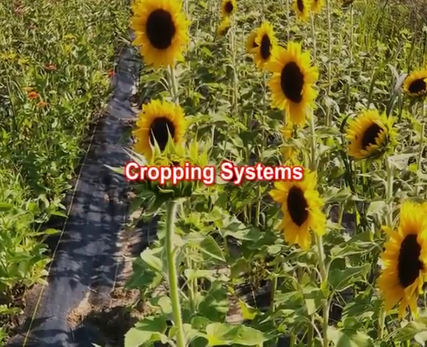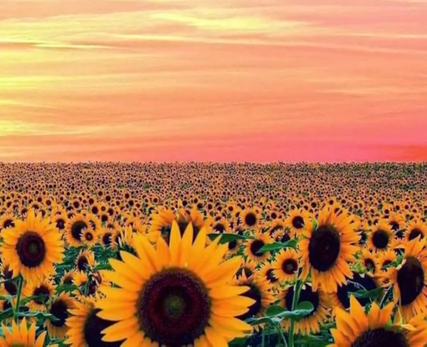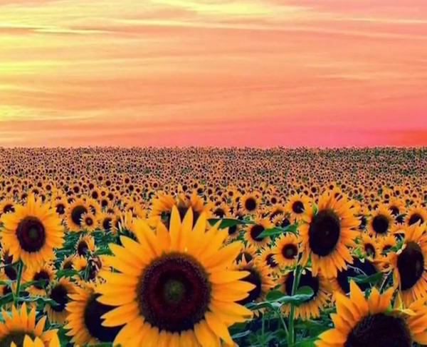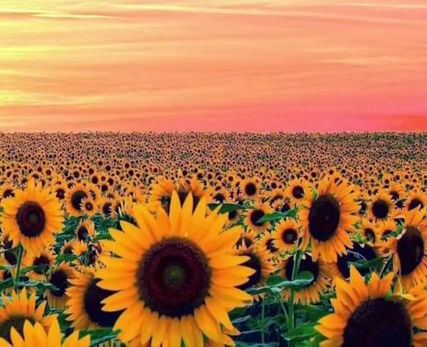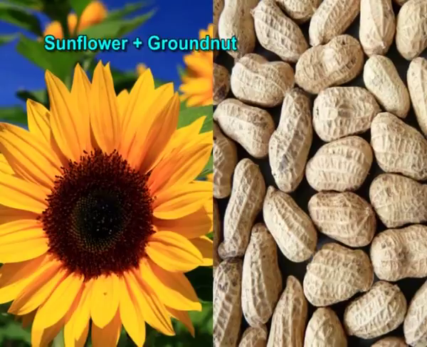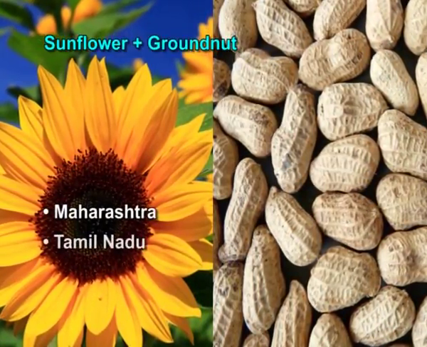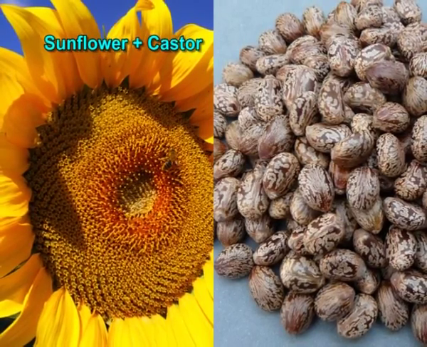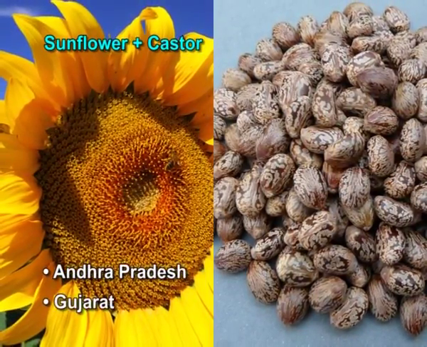Cropping system. Intercropping. Sunflower is grown mostly as a rainfed crop in India. Mixed or intercropping system would greatly help the farmers with assured returns. Some of the intercrops are sunflower plus groundnut with 6:2 row ratio, popular in Maharashtra, Tamil Nadu, Andhra Pradesh, Karnataka. Sunflower plus castor in 1:1 row ratio in Andhra Pradesh, Gujarat.